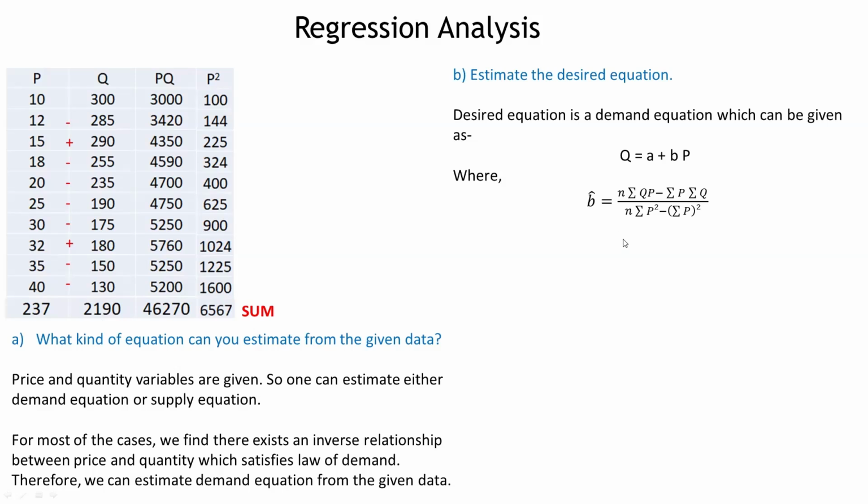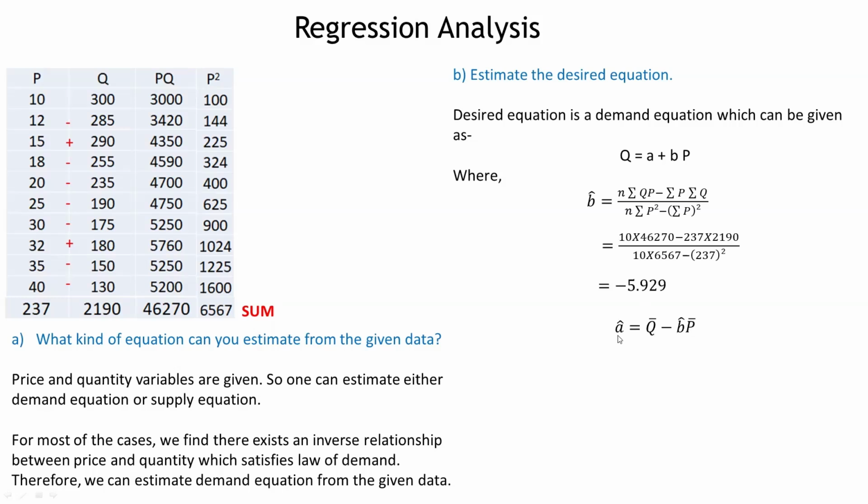Now let us substitute these values in the formula of B cap. Here you see n equals 10. Sum of PQ equals 46,270, minus sum of P equals 237, sum of Q equals 2,190, and in the denominator n is 10 multiplied by sum of P square, which is 6567, minus sum of P whole square, that is 237 whole square. After the necessary calculations, we find B cap equals minus 5.929.